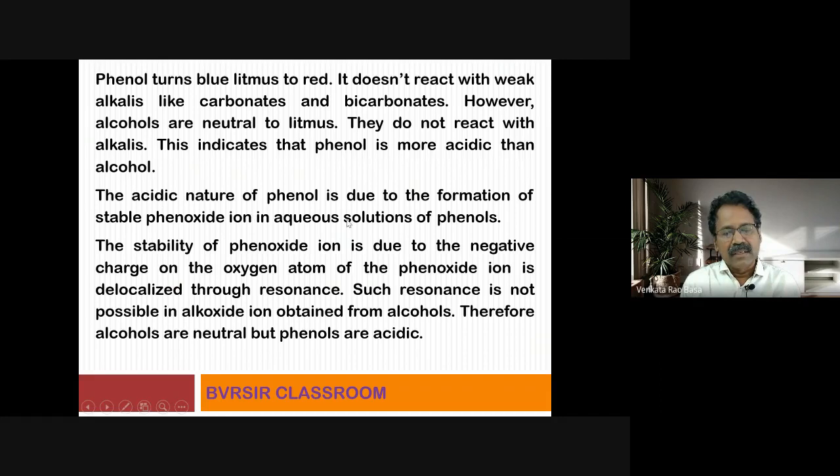The acidic nature of phenol is due to the formation of stable phenoxide ion in aqueous solutions of phenols. In the previous slide, we have seen that it results in the formation of sodium phenoxide. That means phenoxide ion is formed. That phenoxide ion is quite stable. So therefore, the phenol exhibits acidic property. The stability of phenoxide ion is due to the negative charge on the oxygen atom of the phenoxide ion being delocalized through resonance. So again, resonance concept is being introduced here. Such resonance is not possible in alkoxide ion obtained from alcohols. Therefore, alcohols are neutral, but phenols are acidic in nature.